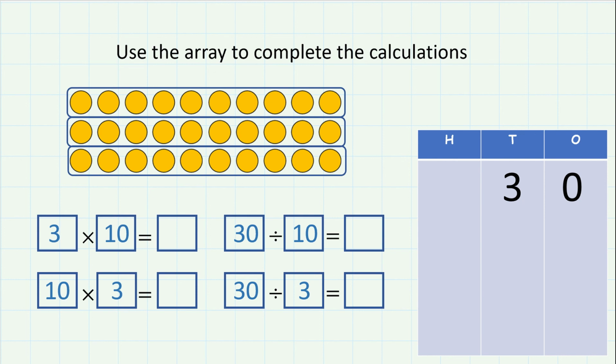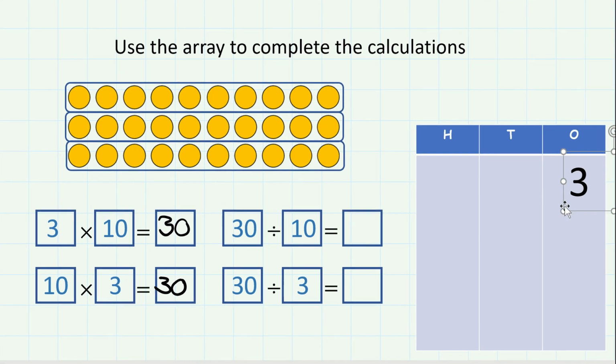Okay, now let's put that into practice. So we have got a group of different calculations here. So let's figure them out. So we already know that 3 times 10 is 30. Let's write that in here. We know that 10 times 3 is the same as 3 times 10. So that means the answer is 30. And now we have 30 divided by 10. So if we do that again, 30 divided by 10 is 3.